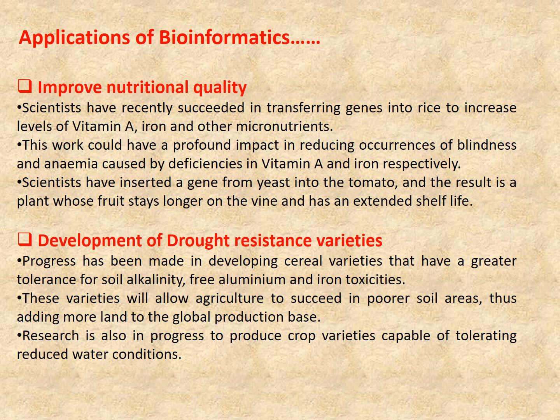Development of drought resistant varieties. Progress has been made in developing cereal varieties that have a greater tolerance for soil alkalinity, free aluminum and iron toxicities. These varieties will allow agriculture to succeed in poorer soil areas, thus adding more land to the global production base. There is also research going on to produce crop varieties capable of tolerating reduced water conditions.